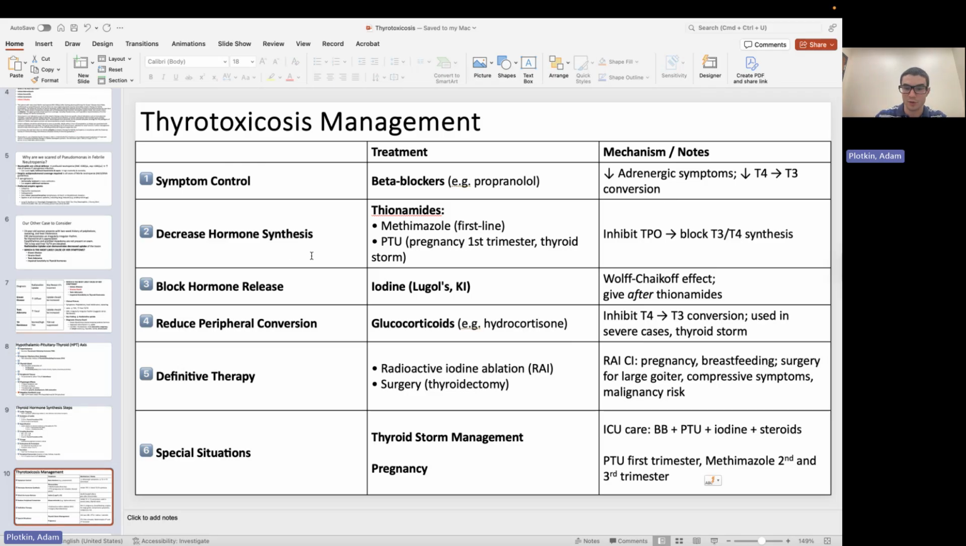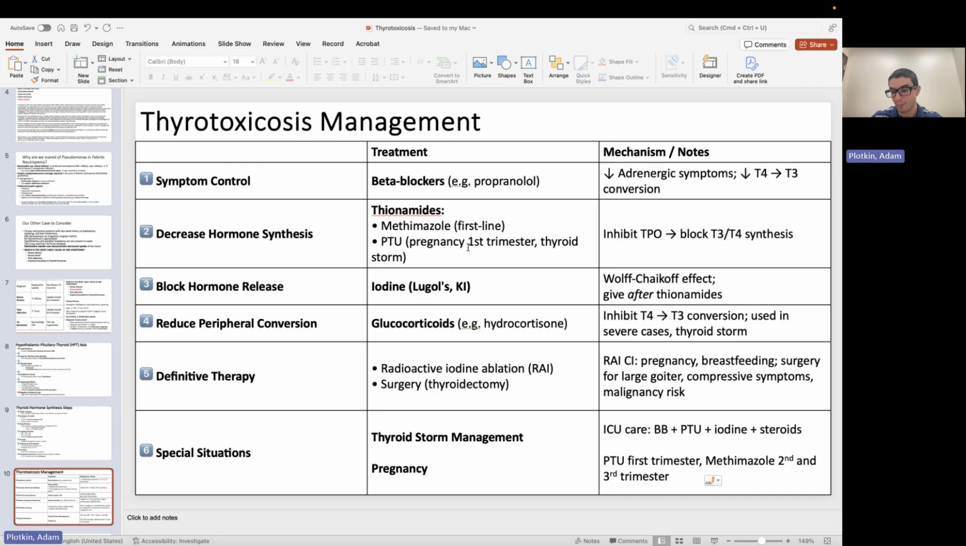We can decrease the hormone synthesis itself with the thionamide drugs we've already talked about, things like methimazole, which is first line, and things like PTU, which I told you is used in pregnancy in the first trimester and thyroid storm. So PTU is used in pregnancy in the first trimester because methimazole has been shown to cause aplasia cutis, or has an increased association with aplasia cutis. That's where the baby goes through embryology and its skin doesn't fully form. Okay, so obviously very, very bad.